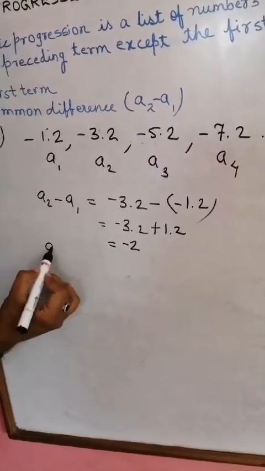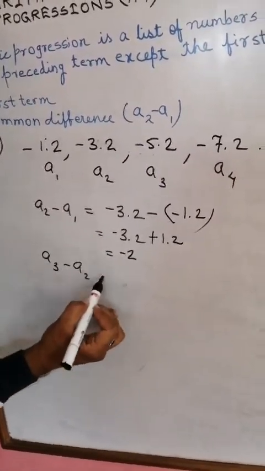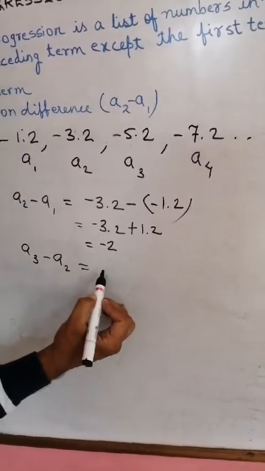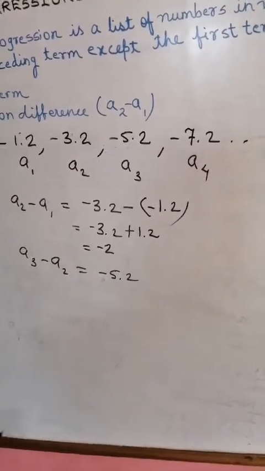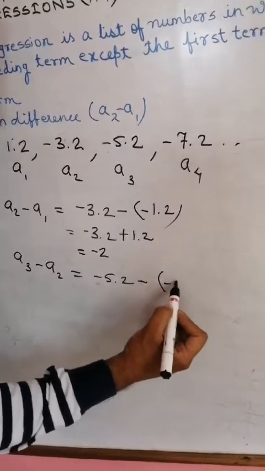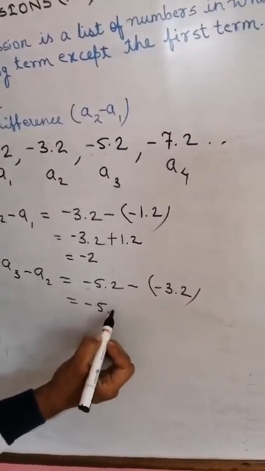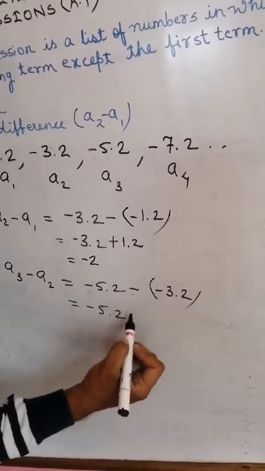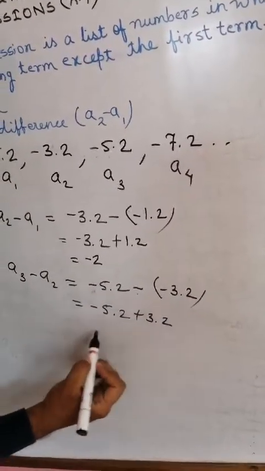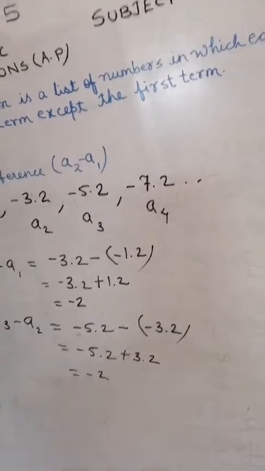Now here we'll take A3 minus A2. Again we take the numbers minus 5.2 minus (minus 3.2). Again this 3.2 is going to become positive because we subtract a minus number with the minus. The answer will be minus 2.